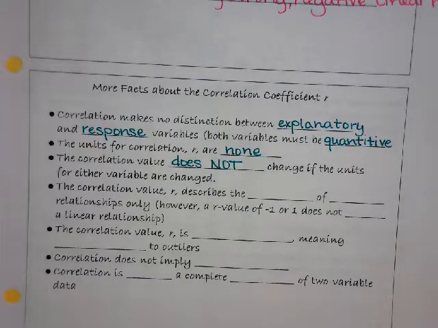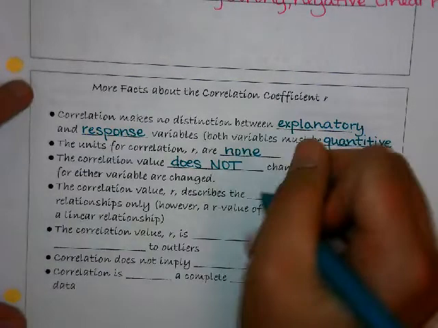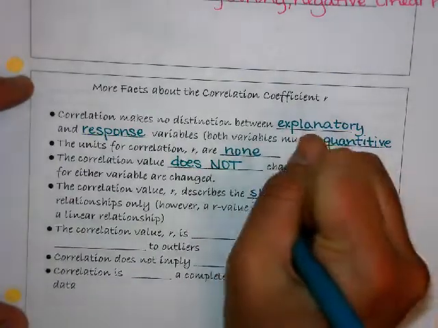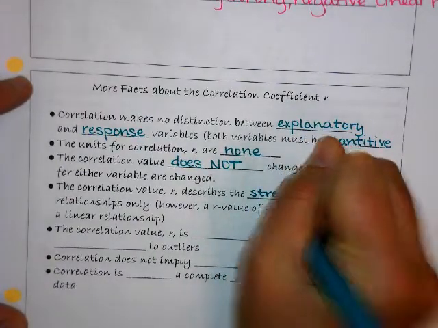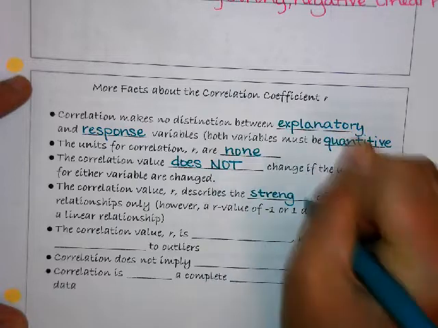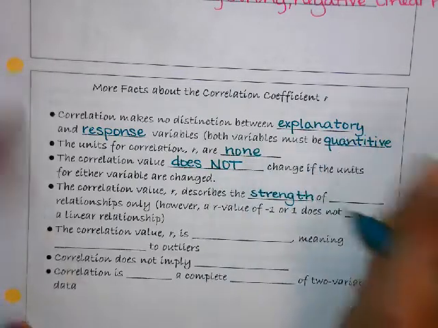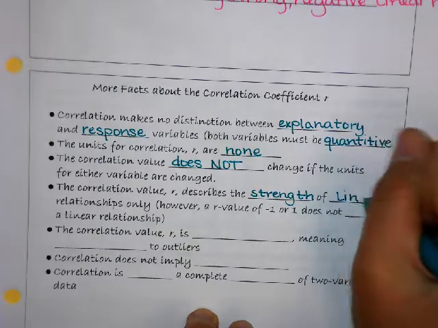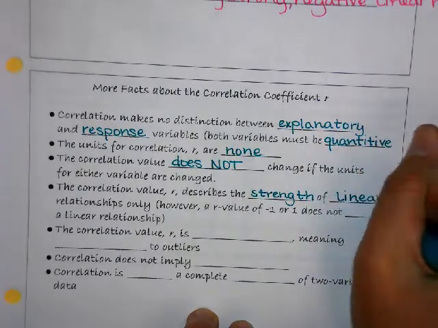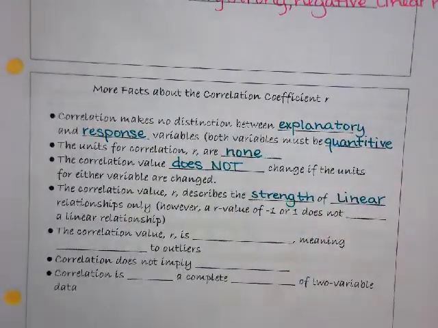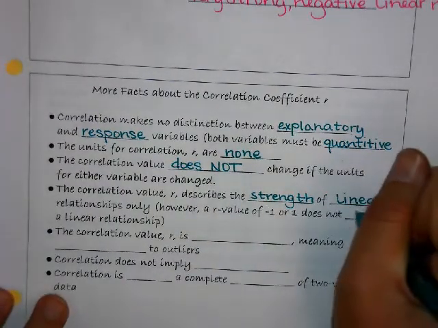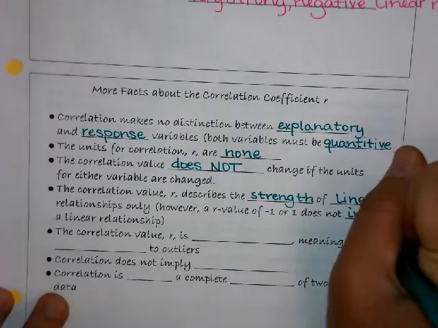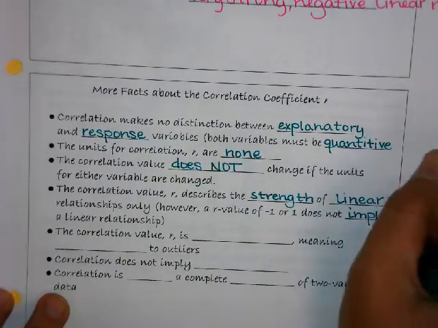But it only tells you the strength of linear relationships. If you get R equals -1 or +1, it does not imply that you have a linear relationship. That's why I said start with a graph. You can end up with a curved scatter plot that has an R value of 1. You always should look at your graph.